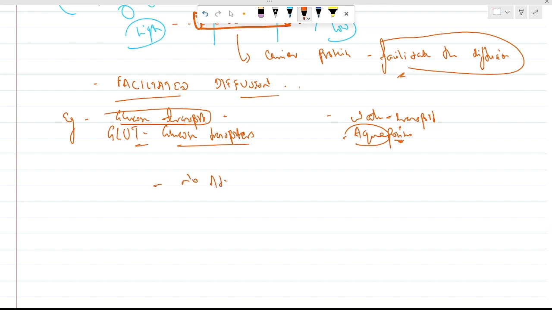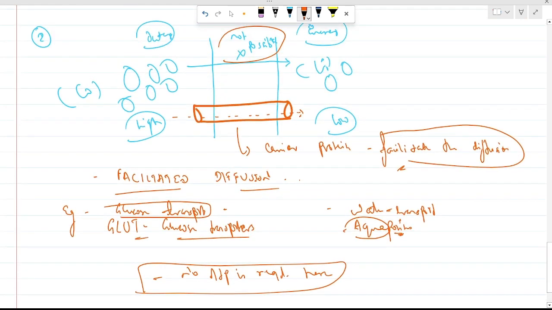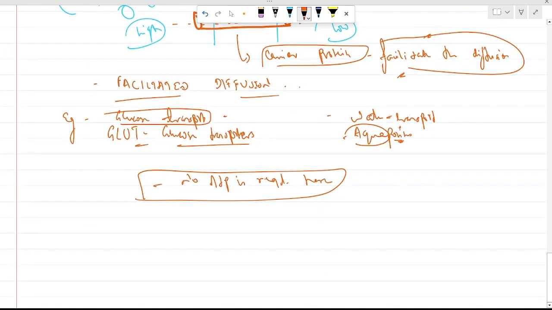No ATP is required here. It is a process of diffusion, mediated through a carrier protein which facilitates it, but this process does not require ATP. I get confused here sometimes, so be careful here.